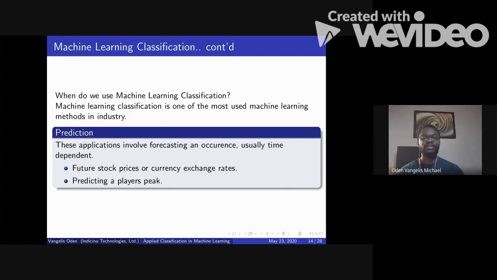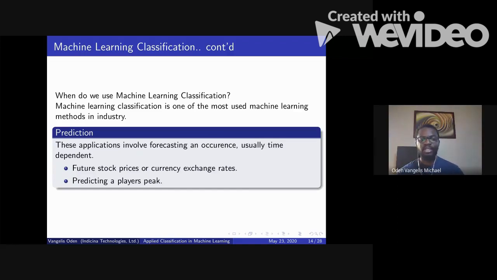Then you have the final use, prediction. This involves forecasting an occurrence, usually time dependent. Now, this is not that much of classification, but it's basically machine learning forecasting, where you try to take stock prices and predict what they would be in a particular hour, in a particular day, in a particular time frame, and with that you can make your case for a sale or a buy, and basically manipulate the market as you would want to, in and out of the market.